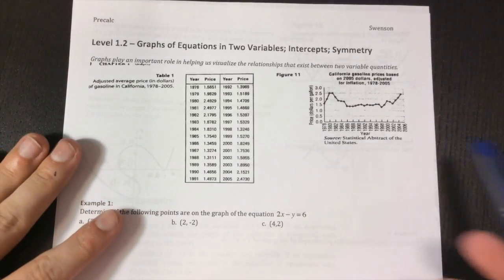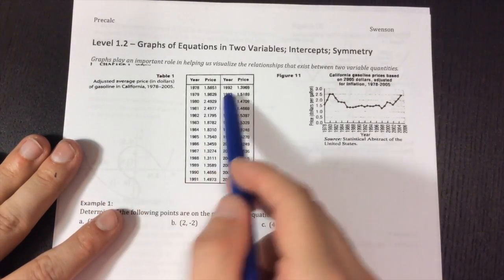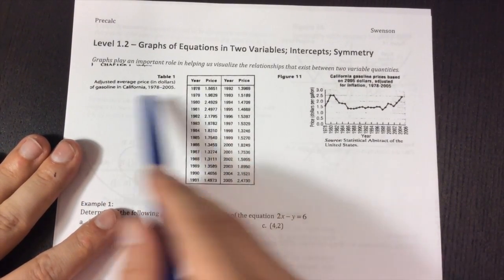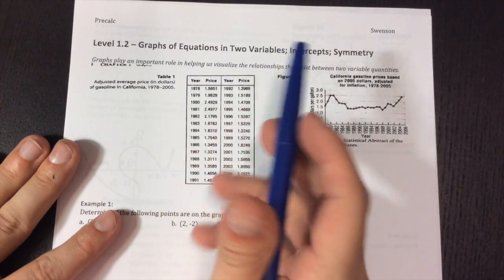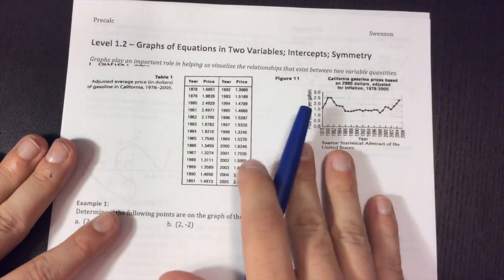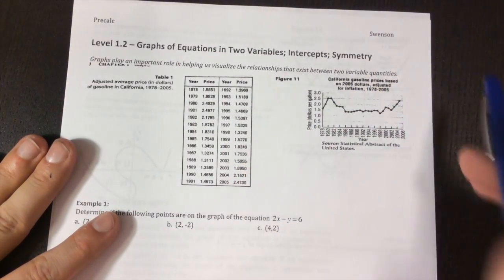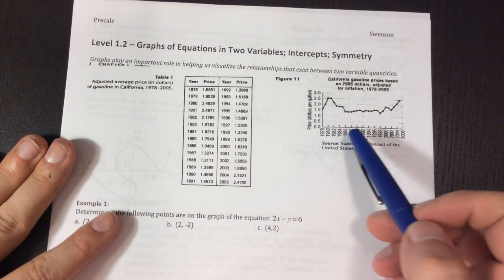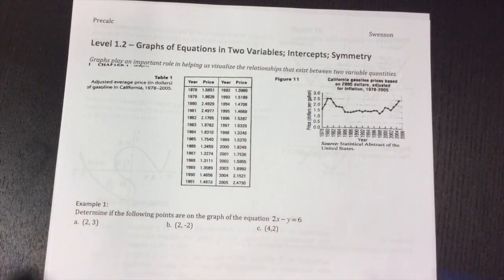As you can see, I just pulled this from our book. You can see they had a table based off the years and the price of, adjusted for inflation, the price of gasoline in California. So what data and graphing allows us to do is to visualize trends that are happening around the world and around us all of the time.